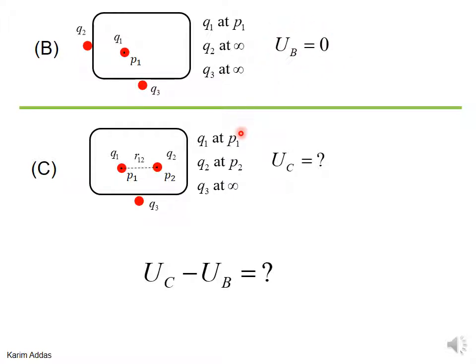Now the next configuration is we bring charge 2 from infinity and we put it at point P2. This configuration has a different energy, some energy called UC. And we want to get what's the difference between UC and UB. UC minus UB. The energy in configuration C minus the energy in configuration B.